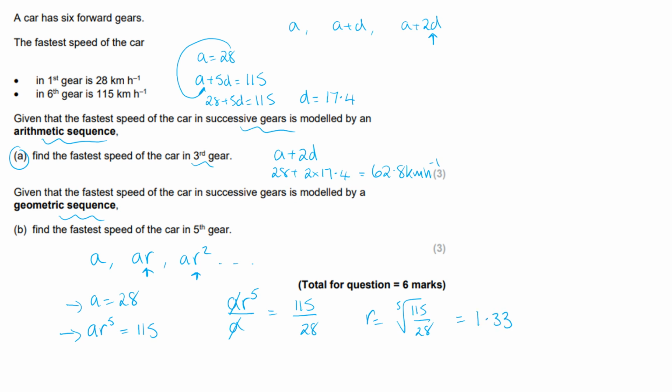1.33. And then in B, we're being asked to find what's the fastest speed in the fifth gear, which is going to be AR to the 4. So that's going to be 28 times 1.33 to the 4, which is 87.6.